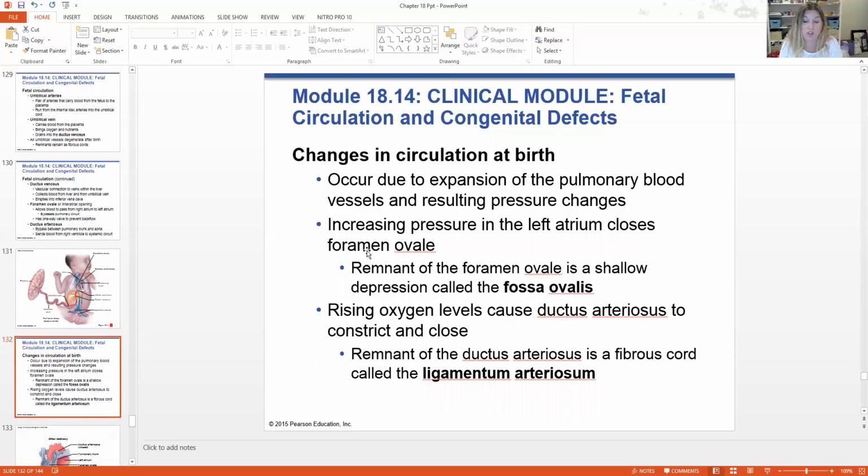So there's changes in circulation that occur at birth. Obviously, we don't have holes in our heart, hopefully, and we don't have that ductus arteriosus. Our blood is not flowing in through our belly buttons anymore. So these changes occur because our pulmonary vessels dilate, and that's in response to pressure changes.